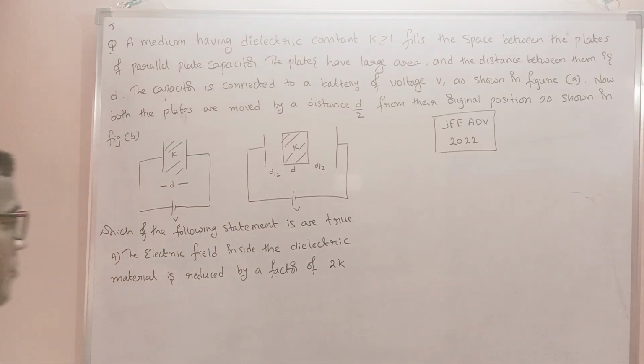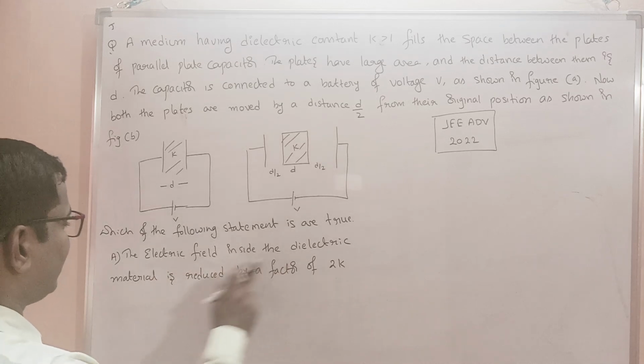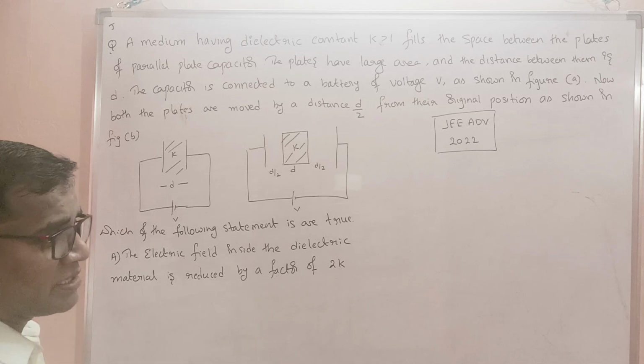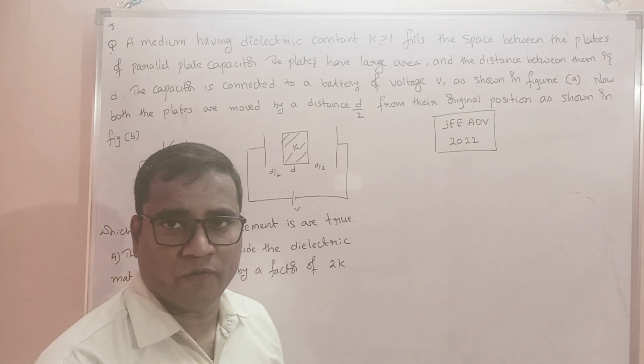Now we will see one by one. The first statement is: the electric field inside the dielectric material is reduced by a factor of 2K. He is saying that the electric field is reduced by a factor of 2K.